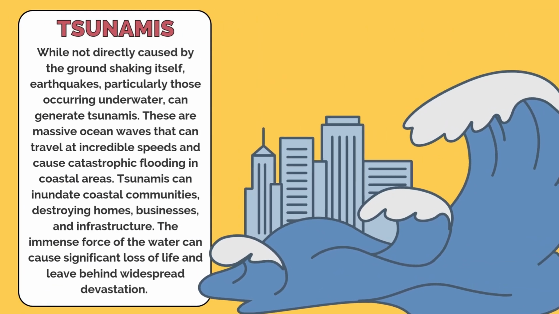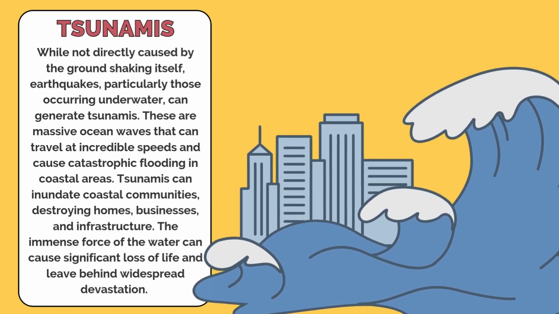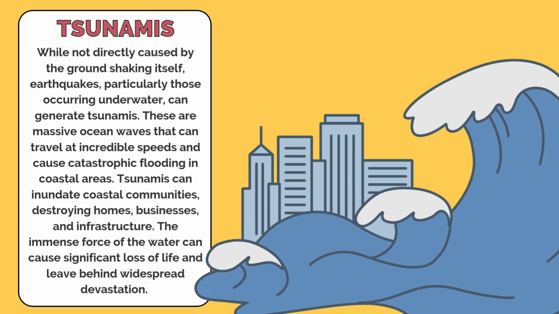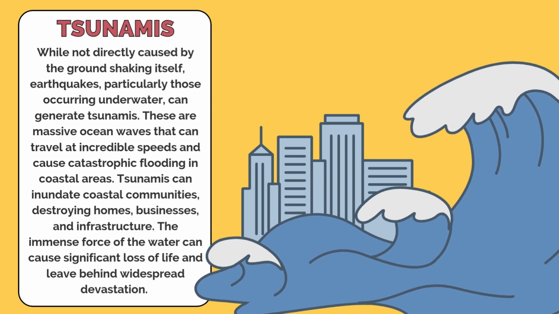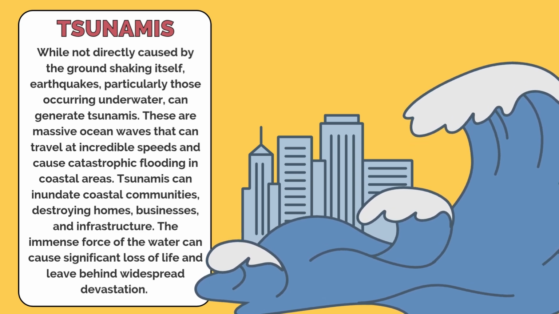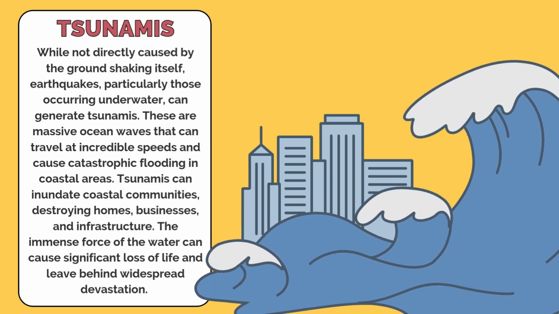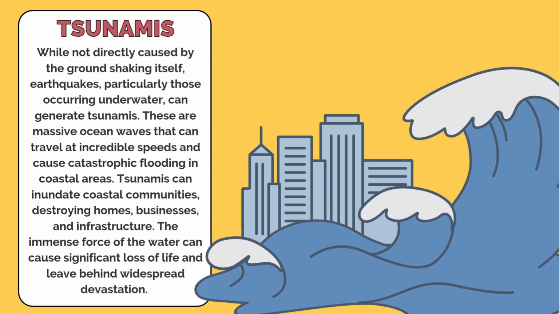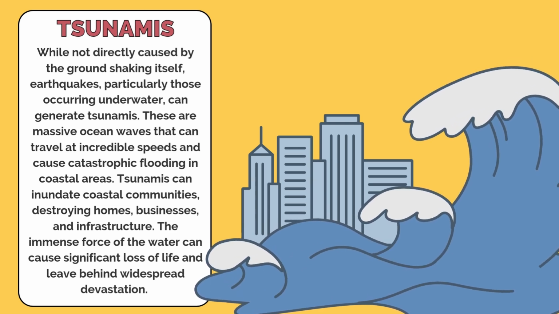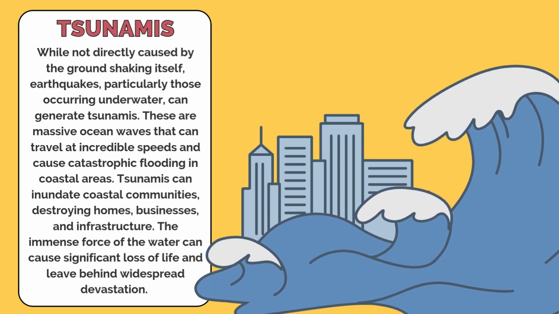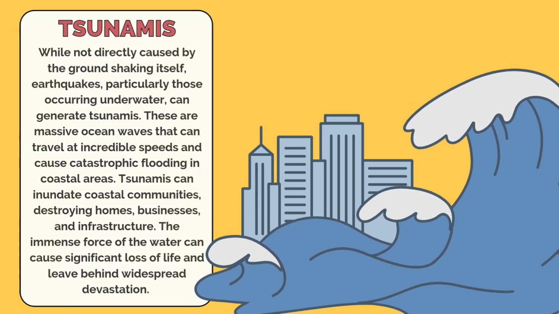Number 4. Tsunamis. While not directly caused by the ground shaking itself, earthquakes, particularly those occurring underwater, can generate tsunamis. These are massive ocean waves that can travel at incredible speeds and cause catastrophic flooding in coastal areas. Tsunamis can inundate coastal communities, destroying homes, businesses, and infrastructure. The immense force of the water can cause significant loss of life and leave behind widespread devastation.